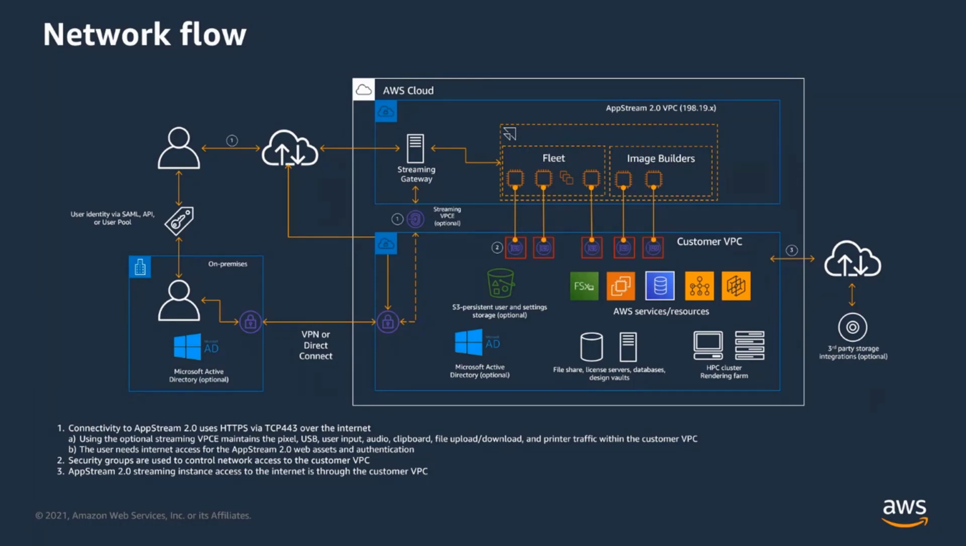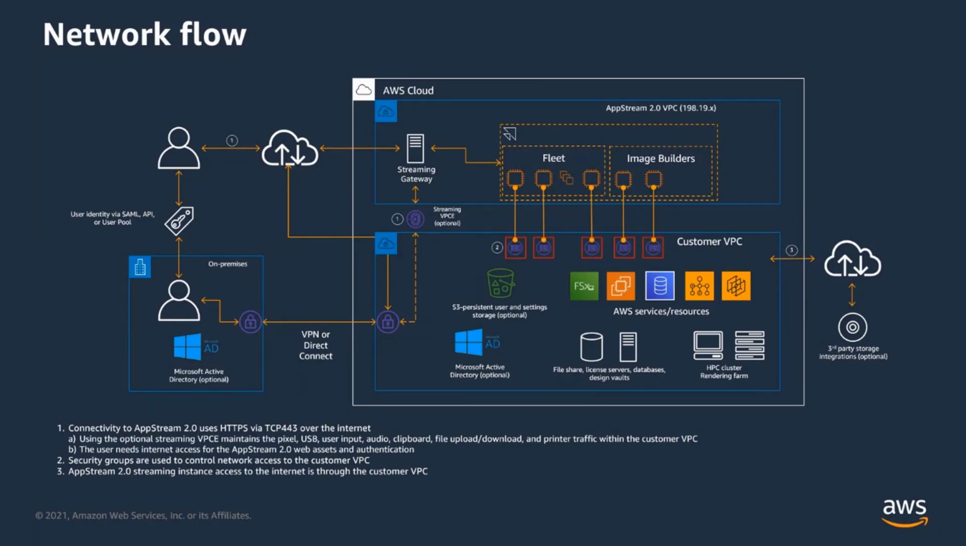Additionally, when our user connects to the streaming gateway, the first thing they're going to do is be redirected to our third-party identity provider. In this case, I'll be demonstrating the use of Active Directory Federation Services. I'll log in with my smart card to ADFS. ADFS will then return a SAML token that is going to authenticate me against the AppStream 2.0 service.